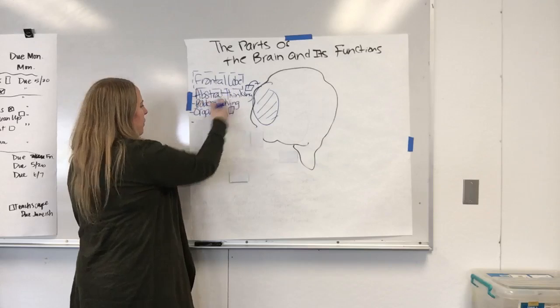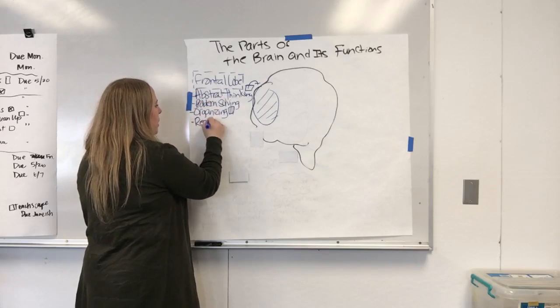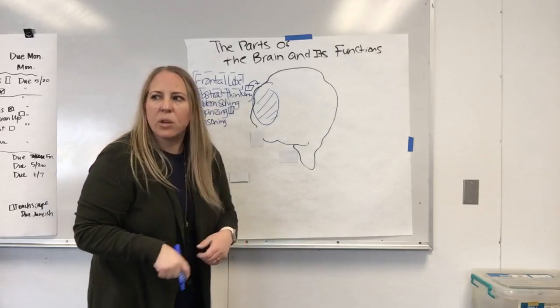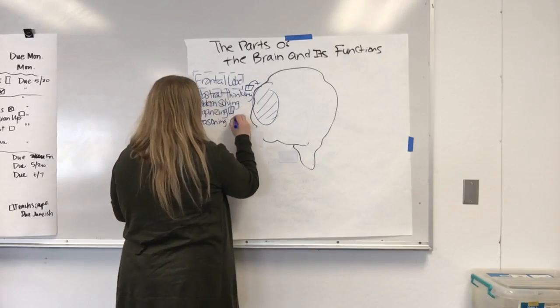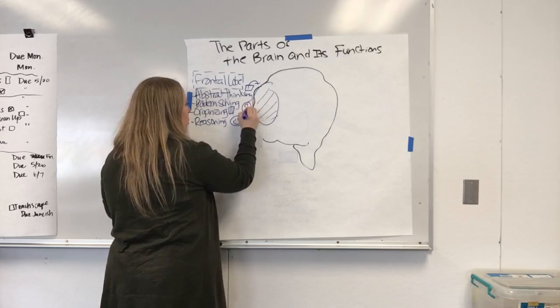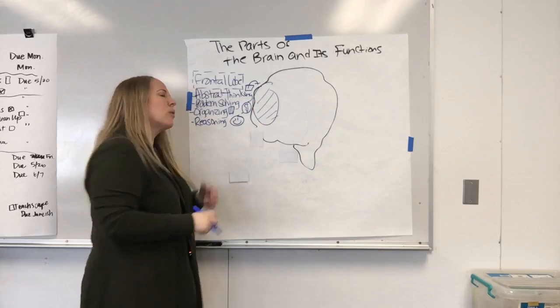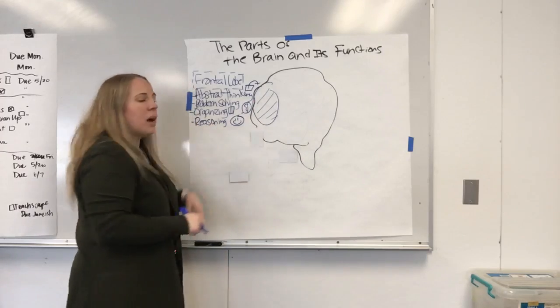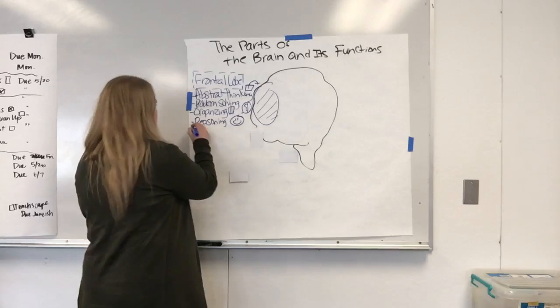Another part of the frontal lobe that it takes care of is the reasoning. Everyone say reasoning with me. Reasoning. So that is when we are trying to make those all too important decisions, and we're going back and forth. We're reasoning. We're working through that process of deciding what's the best choice.